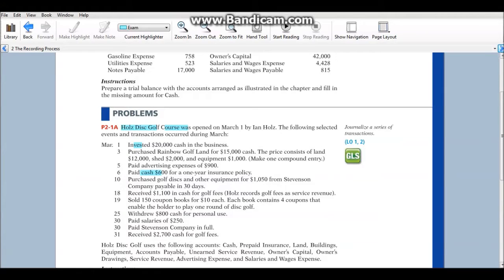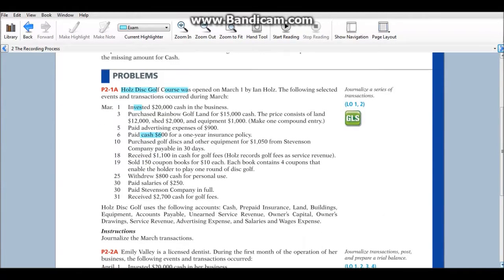We go on to the first question. It's about Holds this golf course. Okay, it was opened on the 1st of March. The first thing you need to see is how many transactions you have. All right, this is a tip that I will give to you. And usually the first three transactions are relatively easy.